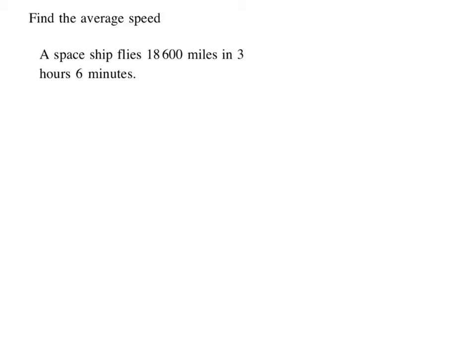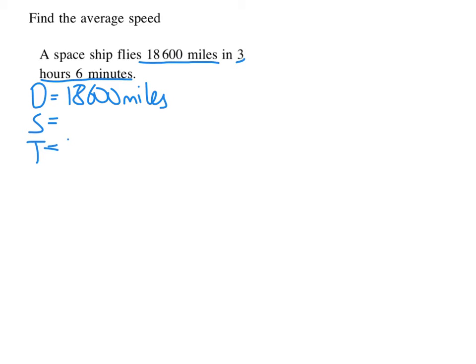In this video, we're going to calculate speed using the formula distance equals speed multiplied by time. So let's write out what information we have. A spaceship flies 18,600 miles. Well, so that's my distance. In 3 hours and 6 minutes. It's 3 hours, 6 minutes. And I've been asked to work out speed.